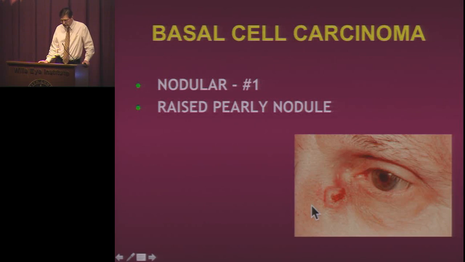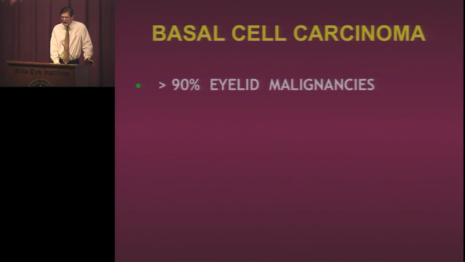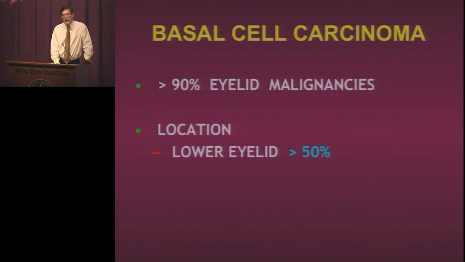When it's nodular like this and it's raised and it has a pearly look and a crater in the center, it's easy to be suspicious. There's little blood vessels growing into it, has a central ulcer. It's a very high percentage. Half of them happen on the lower eyelid.